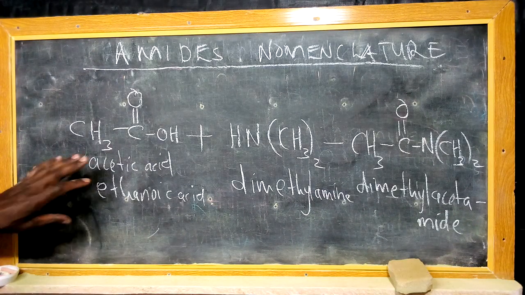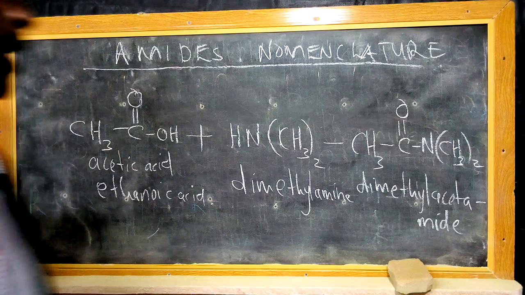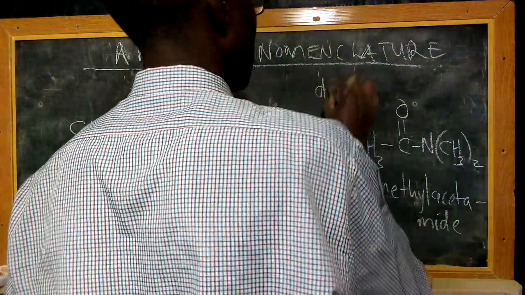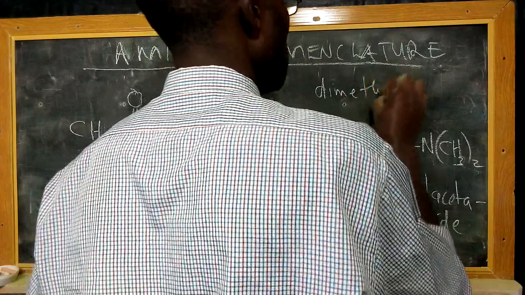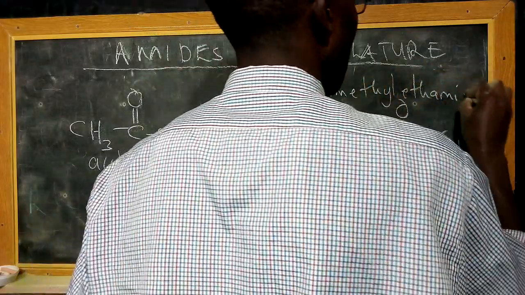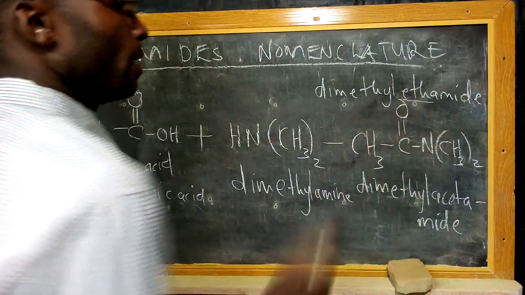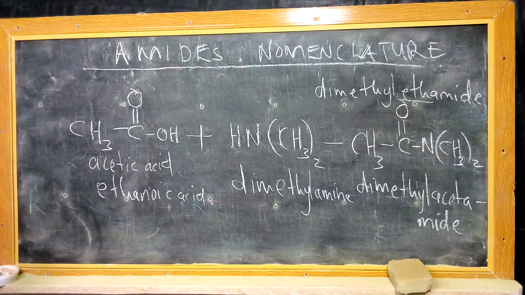Now, because we have given this particular organic acid two names, the name can as well be dimethyl ethanamide, because it's ethanoic acid, so it is dimethyl ethanamide.